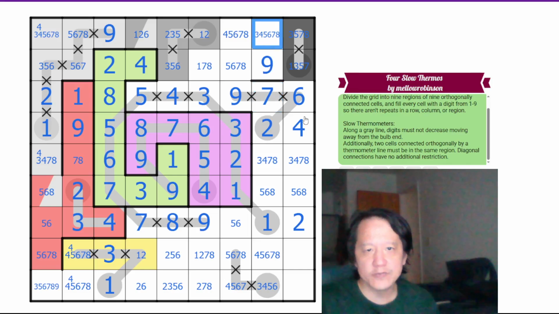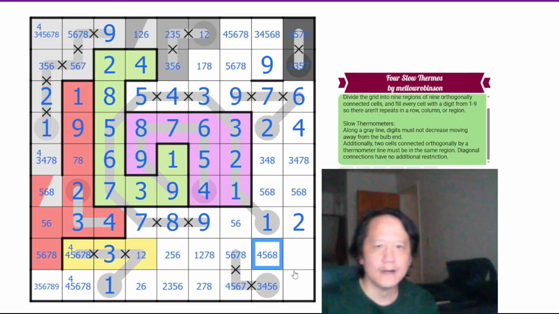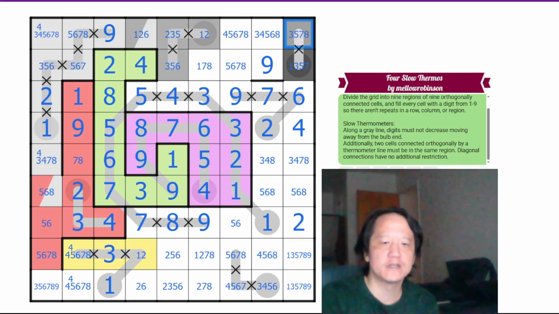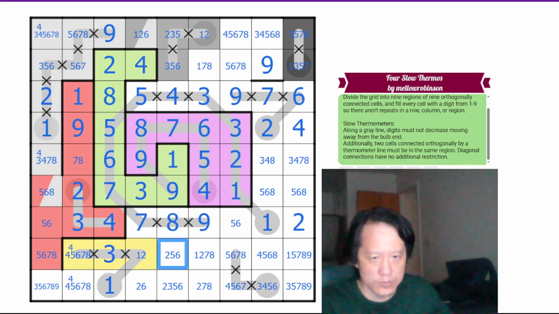Seven eliminates 7 in the rest of column 8. Remaining digits here have to be 1, 3, 5, 7, 8, and 9. No 3 here, no 1 here because of digits in the rows.